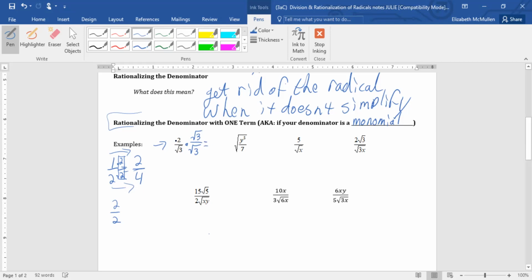So then we multiply. So this equals 2 radical 3 over, what's radical 3 times radical 3? Well, if you think about it, it's radical 9. And what's the square root of 9? Well, it's 3. All right.